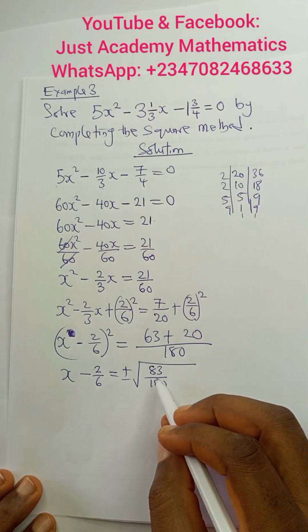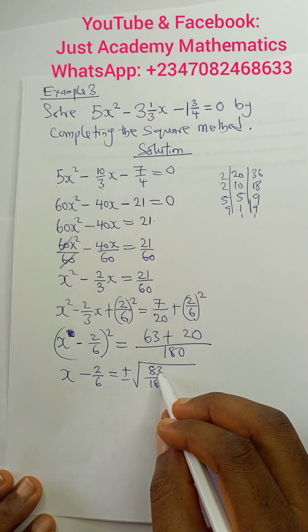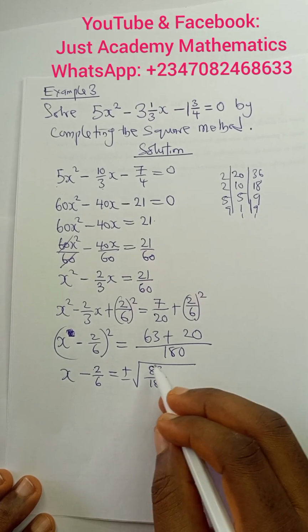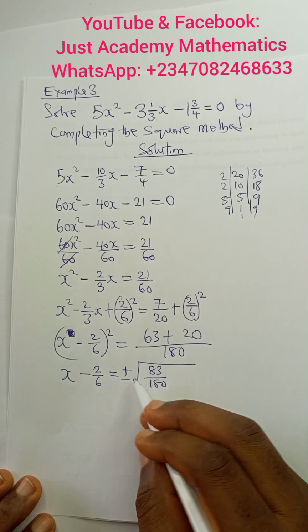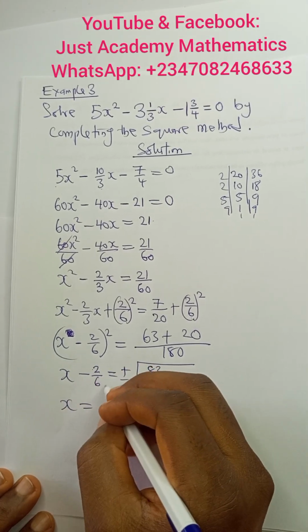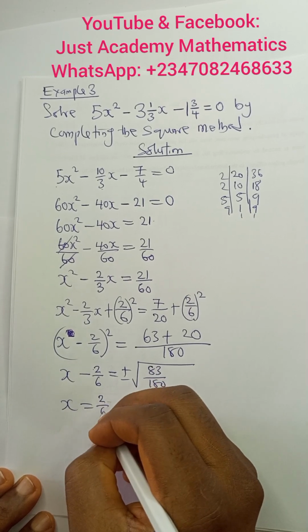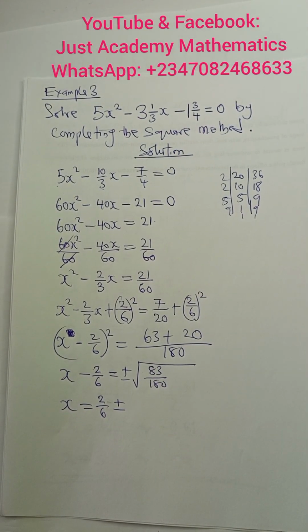Since this one is not a perfect square, this one is not a perfect square, we can just go straight and solve it directly, as in this divided by this, and find the square root and get the answer. So this one will come here as 2 over 6 plus or minus, let's get the whole value there, that is square root of 83 divided by 180. We'll just get the direct answer.